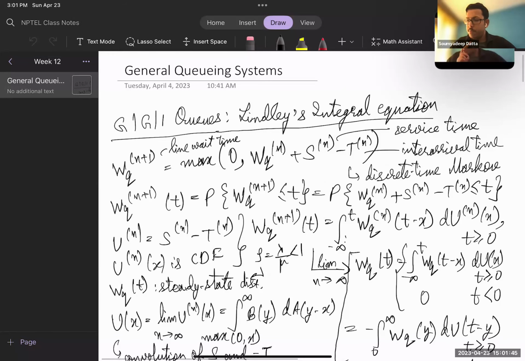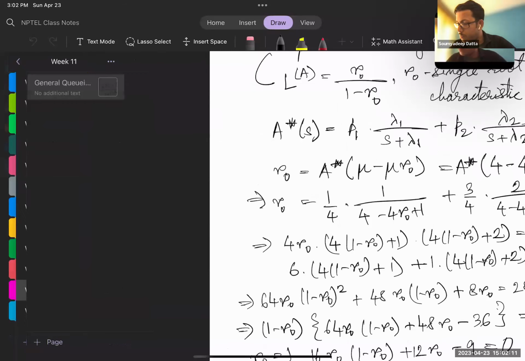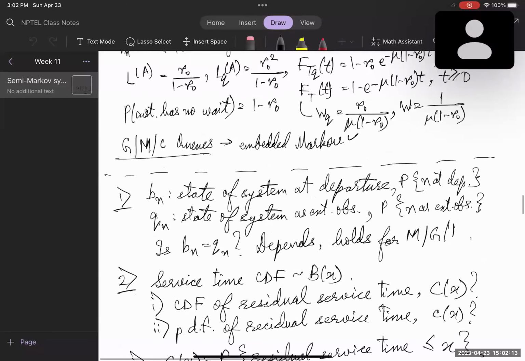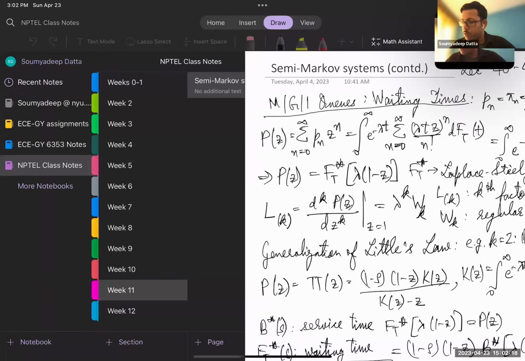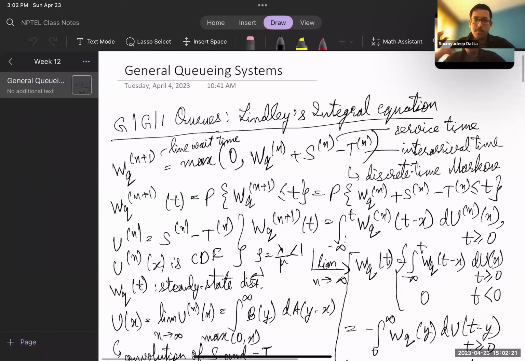So today is the last session that I'll be taking. And I believe your final exam is next week. So this session I'll be covering the last topic, which is GG1 queues, or general queuing systems, which I think is lectures 45 to 48, something like that. Please confirm. That's 44 and 45. Okay, yeah, 40 to 43 was last week. So then this is 44 onwards.